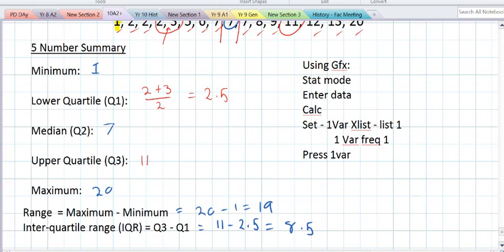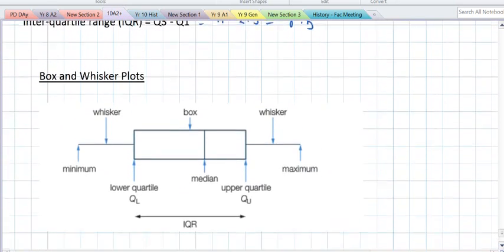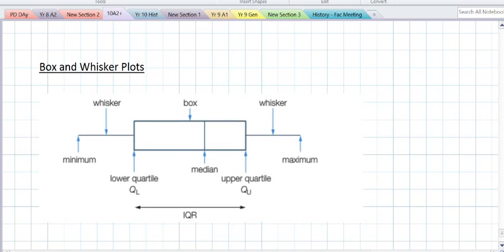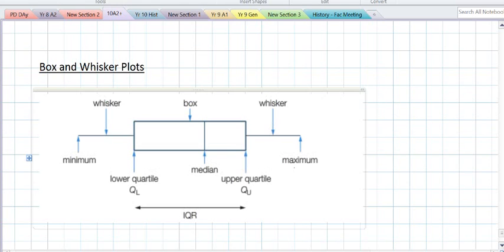Alrighty, so 5-number summary. Because in maths we like nice, simple ways of presenting information, we've come up with a nice, simple way of presenting the 5-number summary, and that's called a box and whisker plot. Have you seen these before? No. Alright.